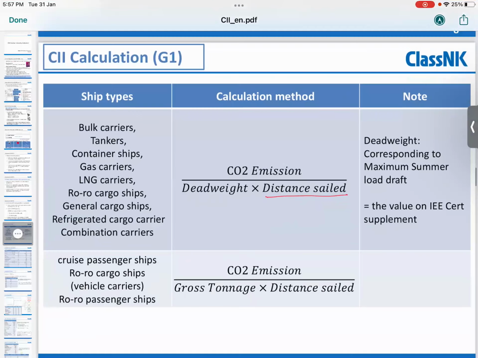But one thing here: for bulk carrier, tanker, container and all, it is deadweight. But why is gross tonnage mentioned for cruise, ro-ro cargo and ro-ro passenger? Anybody? Please try to give me some answer. Make a guess.